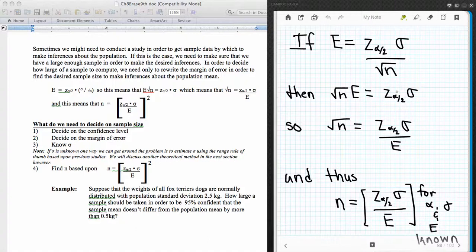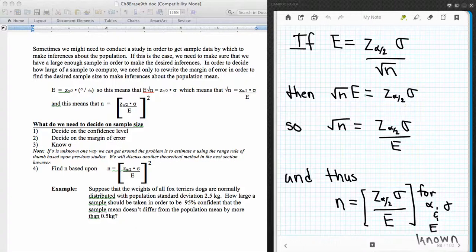So this is what you would really be doing if you were to have a situation where you were going to go collect data for yourself or someone else in order to get certain levels of confidence for them. Alrighty, so we're basically just solving this formula for e backwards so that we get to n.